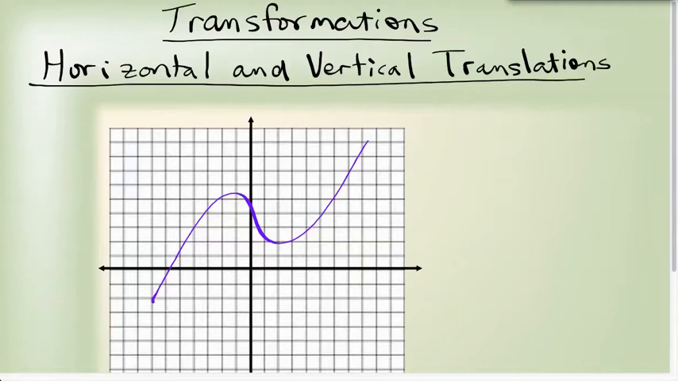Okay, the first transformation we're going to look at are horizontal and vertical translations. All these are is a shift either left or right or up and down, or a combination of left and right and up and down altogether. Notice how the basic shape of your function doesn't change. Just where it is on the graph with respect to the origin does change.